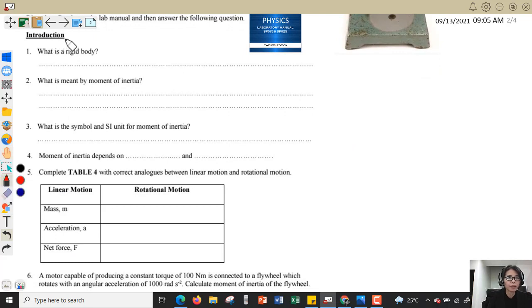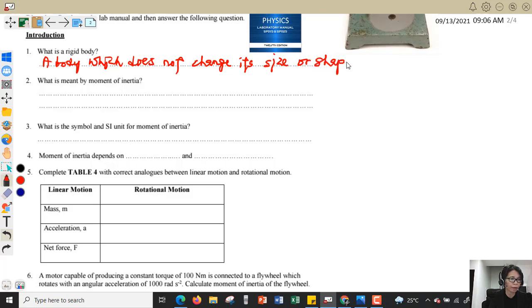Introduction. Question 1. What is a rigid body? A flywheel is a rigid body. What is meant by a rigid body? A rigid body is a body which does not change its size or shape when force is exerted on it. So, any body that won't change its size or shape when we apply a small considerable force on it, we consider that one as a rigid body.